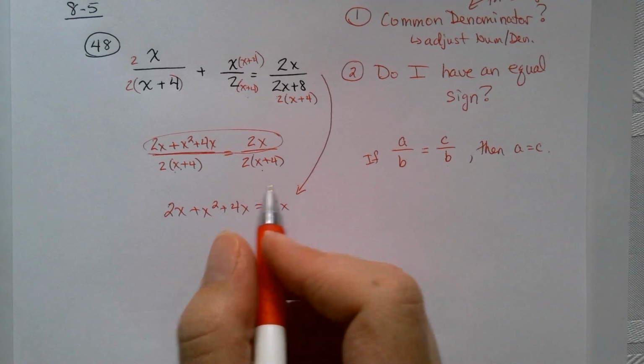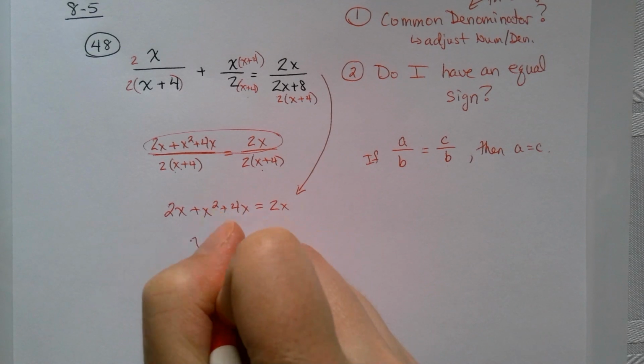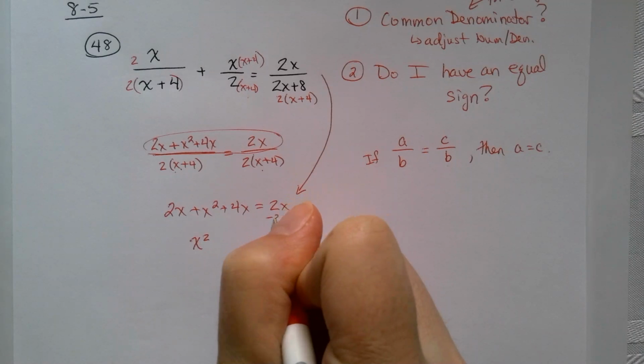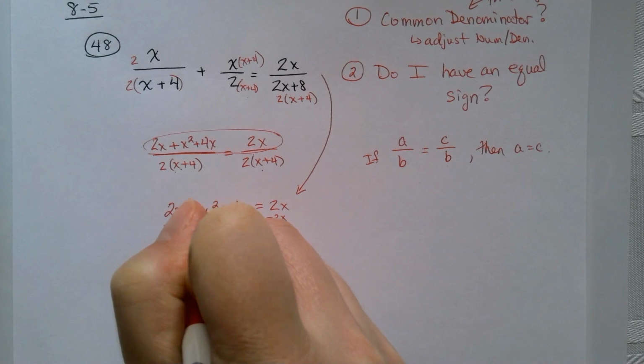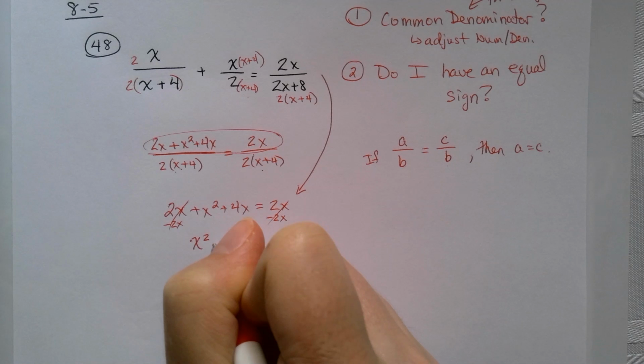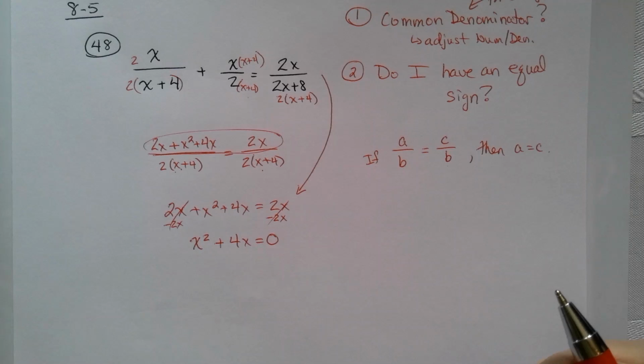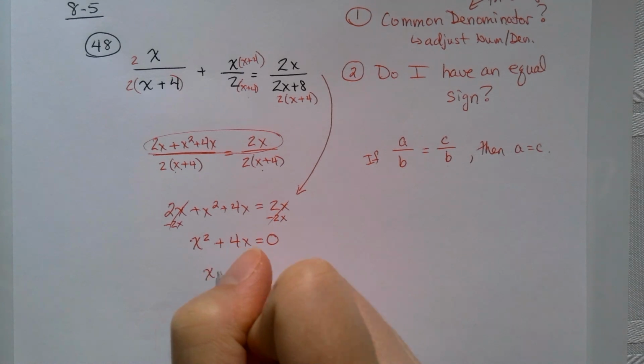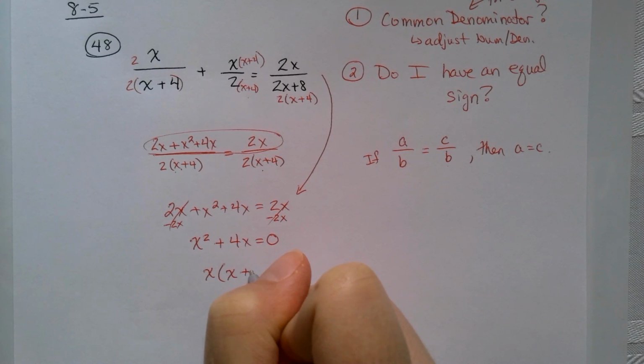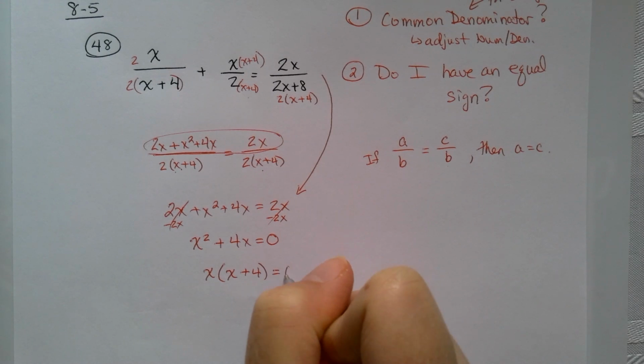Okay, so here's what I have. I've got a quadratic, so let me clean it up. I've got x squared. I'm going to subtract the 2x. Oh, okay, so that's going to cancel. So I have x squared plus 4x equals 0. And a lot of people get stuck right here, but I know that you can do this. Just take a minute and think about your basic GCF. That's the easy factoring that sometimes we forget because we're so overwhelmed.